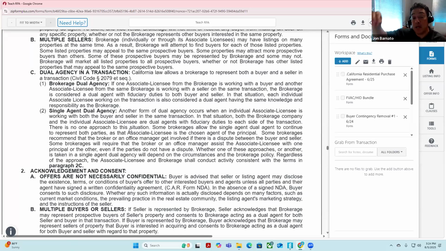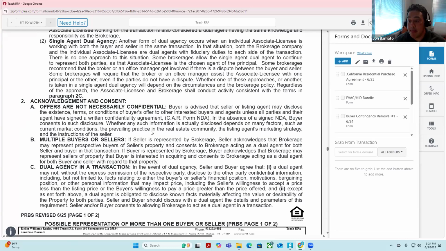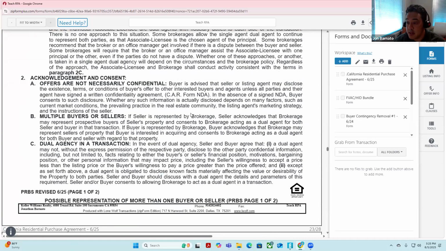This says also I can be a dual agent. I can be the listing agent, and that's okay. Does that make sense? So, I'm going to note that. Sorry, they changed this form a little bit.